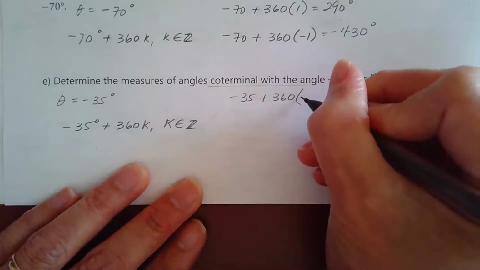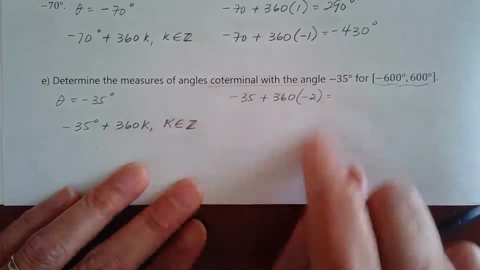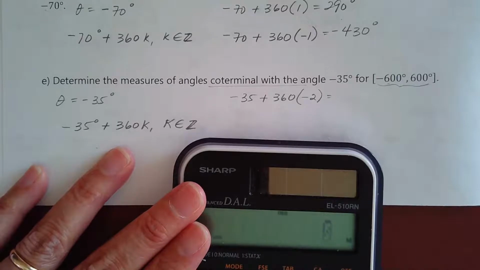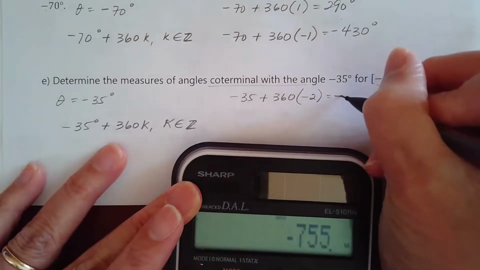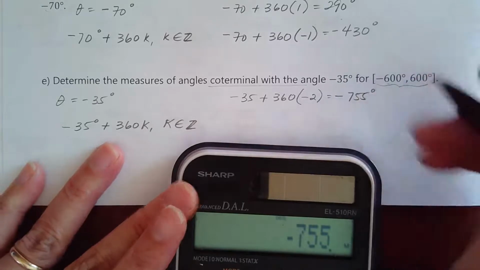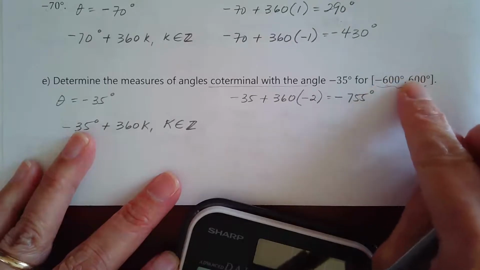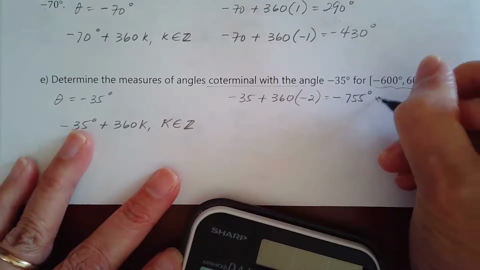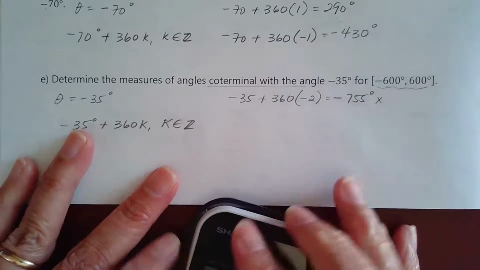If I go negative 2, that means negative 2 full rotations, right? Because 360 is a full rotation. So negative 35 plus 360 times negative 2, I'm going to get negative 755 degrees. Negative 755 degrees is outside negative 600 and positive 600. So this is not part of our solution, because it's not within that boundary.